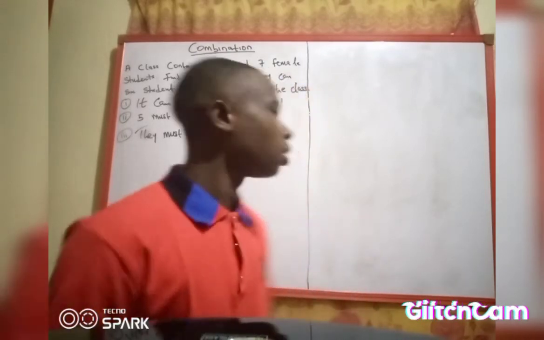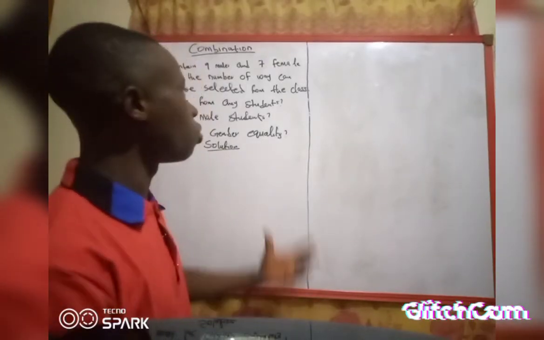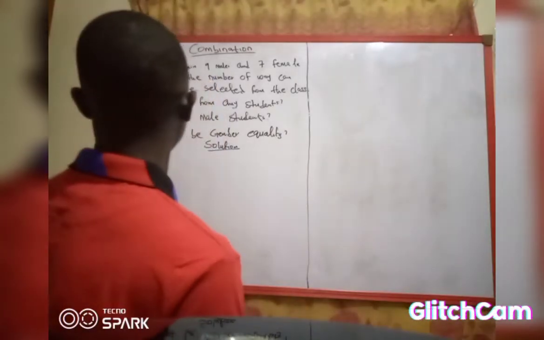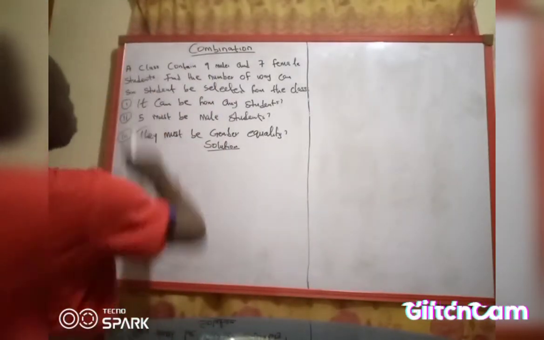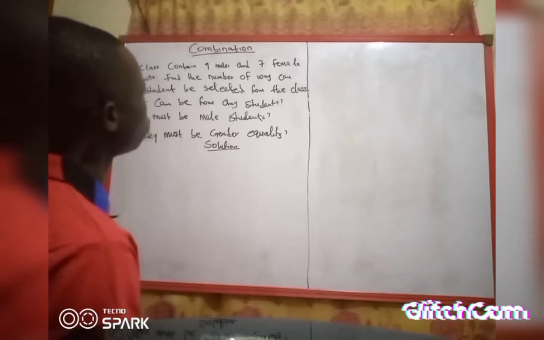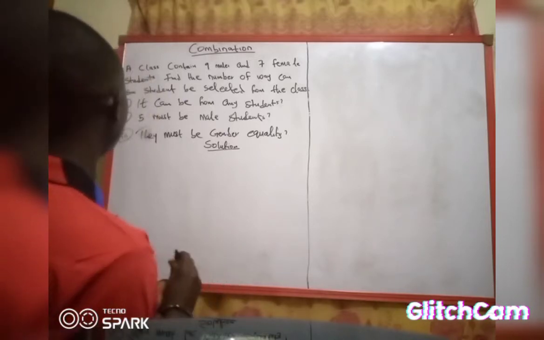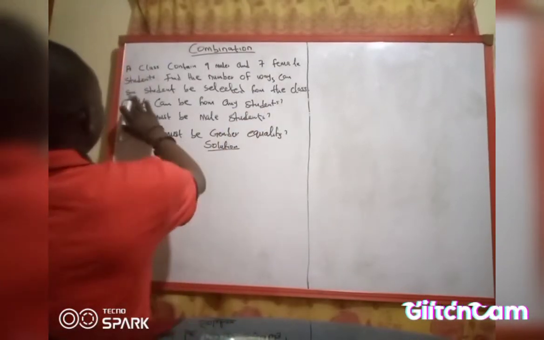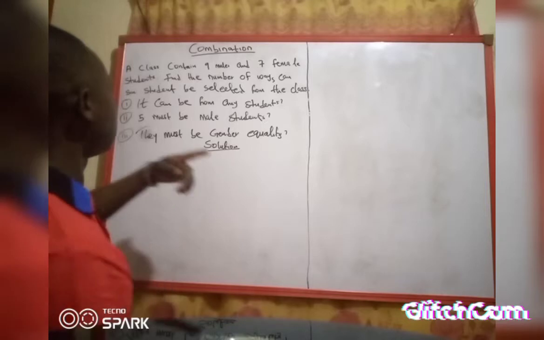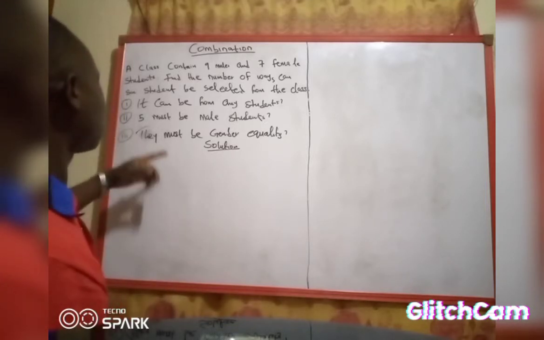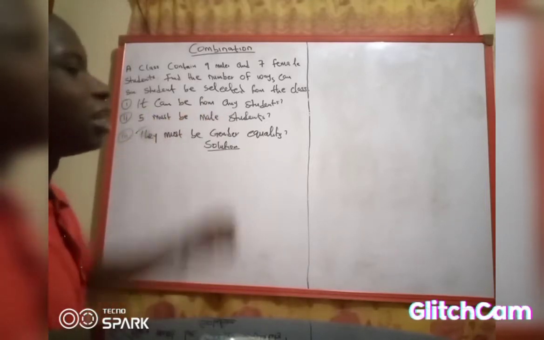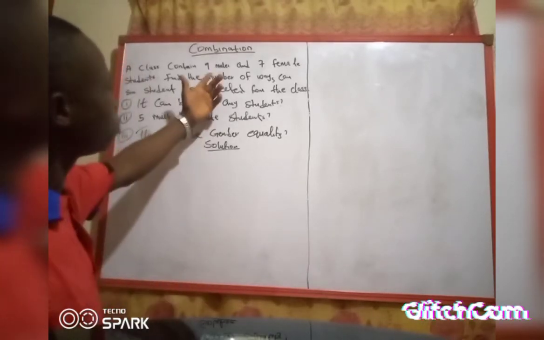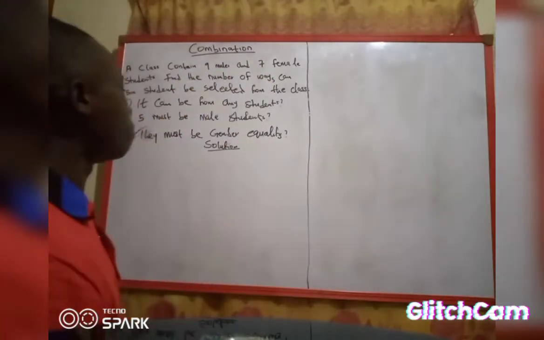In today's tutorial, we are going to learn how to solve a word problem using combinational analysis. So let us see this question on the board. A class contains 9 male students and 7 female students. Find the number of ways 6 students can be selected from the class. Roman numeral 1 says it can be from any student, meaning it can be from a male student or a female student.